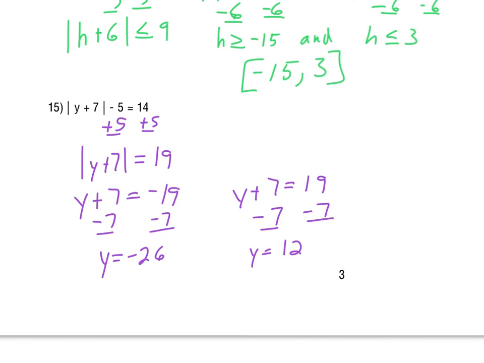Again, very straightforward as far as checking to make sure that works. Whether you have a negative 26 or a 12, you add the 7 and they both get you to either a negative 19 or a 19. But the absolute value of both of those is 19, and then 19 minus 5 gives you 14.